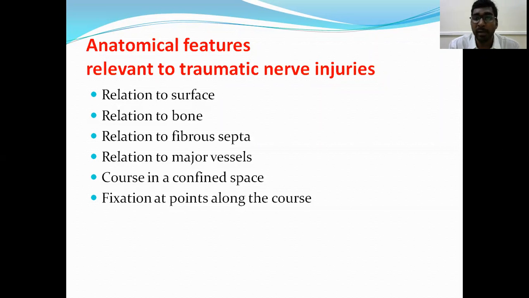And fixation points along the course. Sometimes a nerve is firmly attached to the bone or surrounding structures. If you see, the common peroneal nerve is very strongly attached to the periosteum of the fibular neck region. So it won't be movable. There is no gliding motion at that location. So any stretching or any injury, such as a bone fracture at the fibular neck, is a more common cause of common peroneal palsy. It causes foot drop.